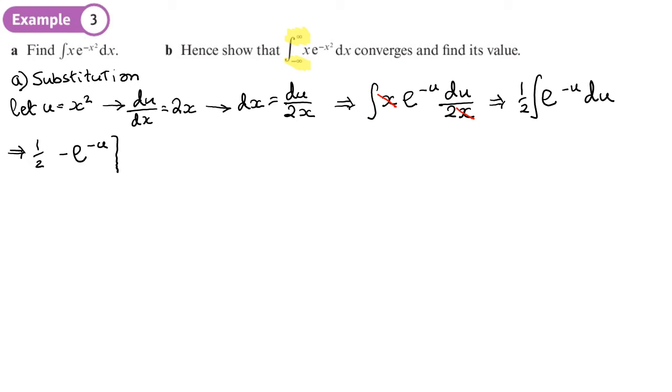I probably don't even need brackets. I could just put minus half in front like that. Obviously that's going to be plus c, and then I'll substitute the u back for x squared. So the final answer is going to be negative half e to the minus x squared plus c. Mustn't forget our plus c. So that's part A done.